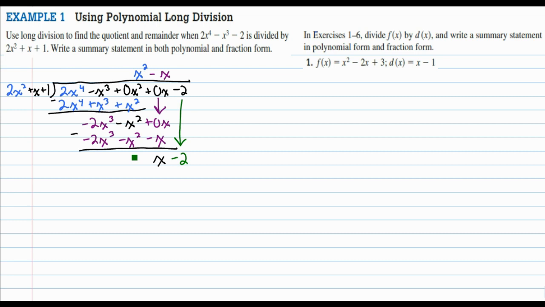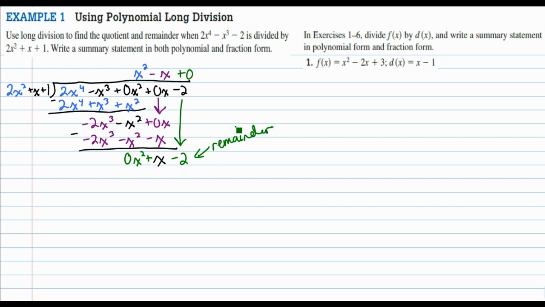Now, because there were 0x squareds here, I guess I would multiply by 0 to get this next term, to get 2x squared to equal this 0x squared term. Which means I'm at the end of the line here. 2x squared will never equal x by multiplying by something. So that is my remainder.